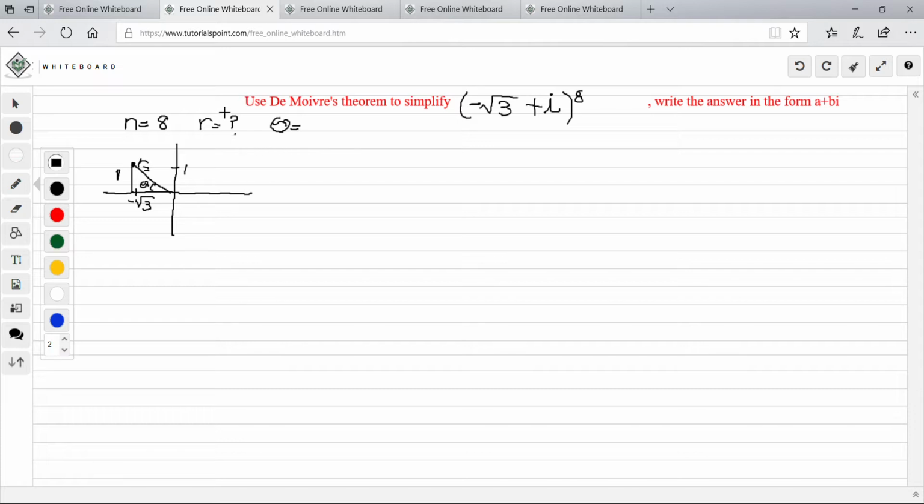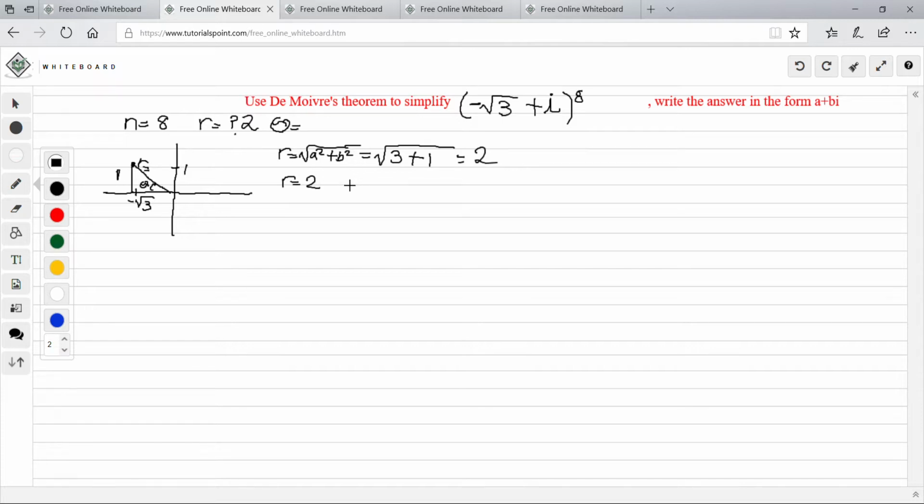The radius, from the previous section, equals the square root of a squared plus b squared. So it's -√3 squared, which is 3, plus 1 squared, which is 1. That's the square root of 4, which is 2. So our radius is 2. Good. Now we just have to find theta.